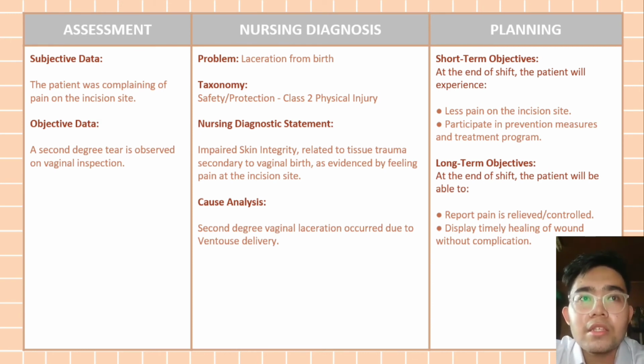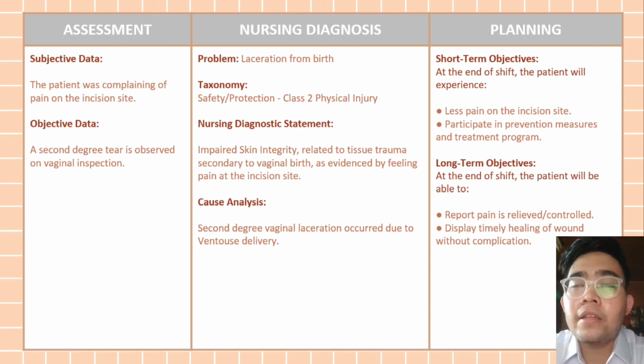The cause analysis of it states that second-degree vaginal laceration occurred due to venous delivery. So, the reason laceration from birth is a problem is that a vaginal laceration occurred due to venous delivery and due to multiple gestation.